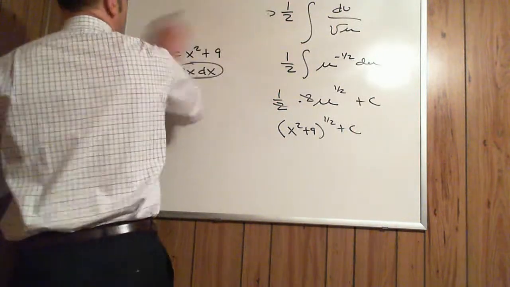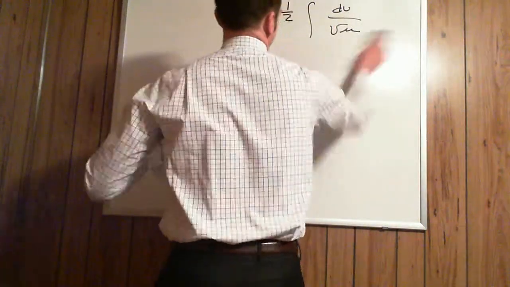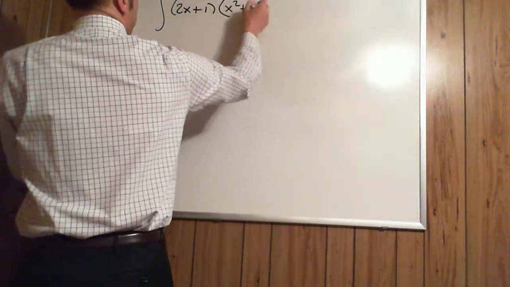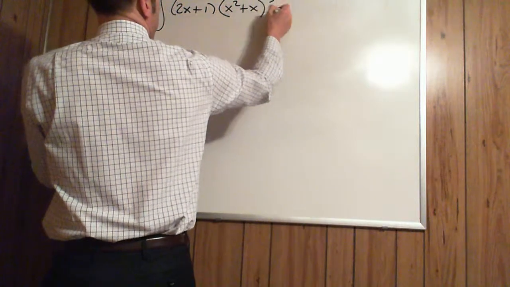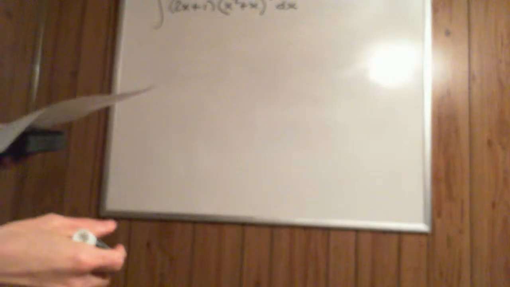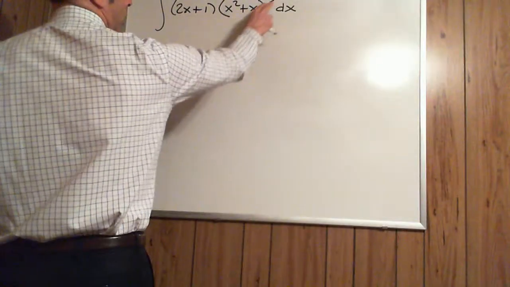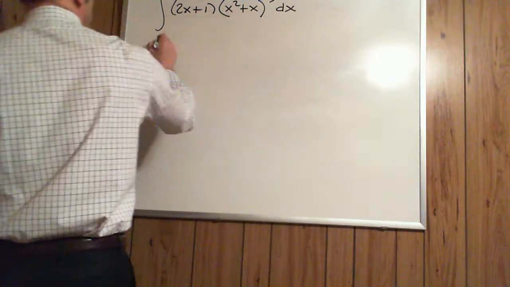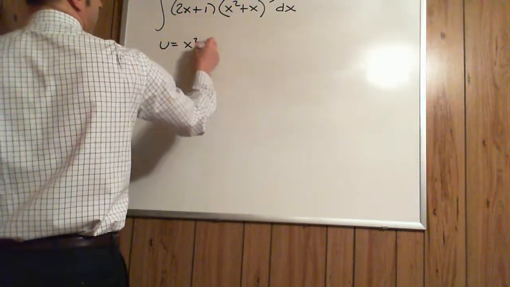Next, one more example. Suppose we have the indefinite integral of 2x plus 1 times x squared plus x, close it, to the third power dx. So which one would I choose as my u? Try the one with the power other than 1. So try the one with the highest power. So try u to be x squared plus x.